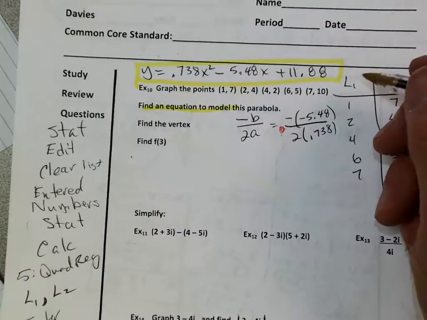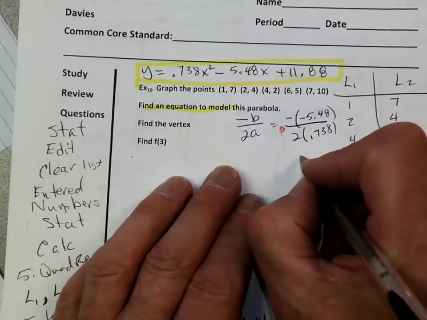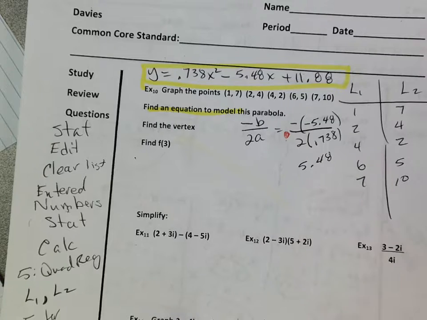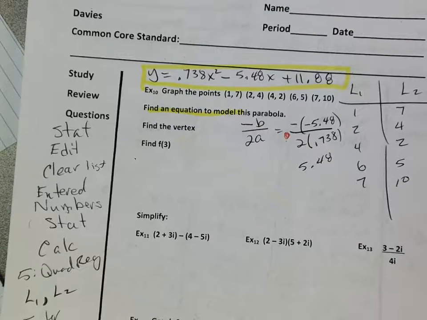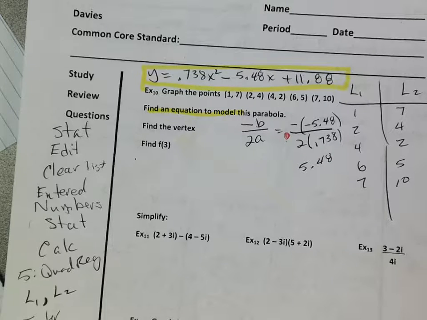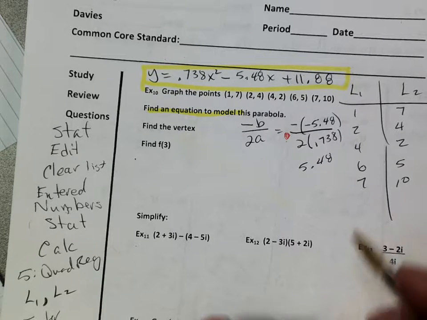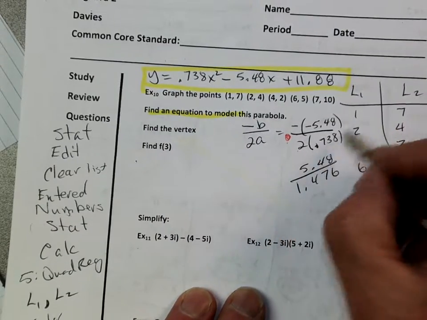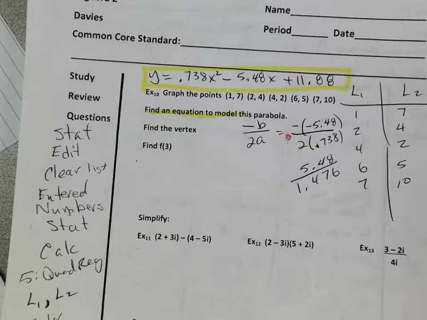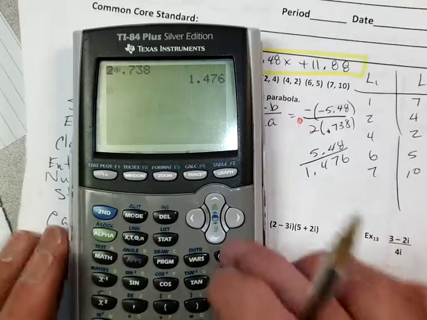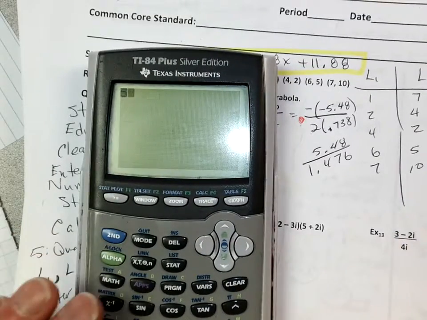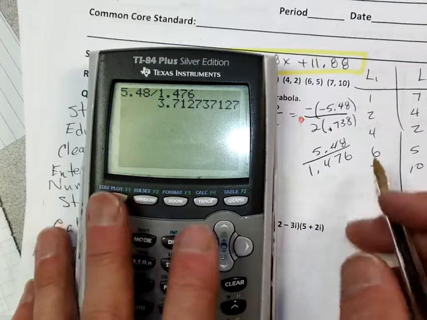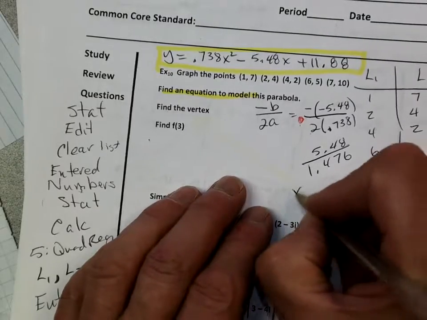If I use my calculator, that's going to be a positive 5.48 over 2 times 0.738, which gives me about 1.476. I just multiplied 2 times that number. Now let's divide that out. Clear. 5.48 divided by 1.476, and I get an answer of about 3.7. So x equals 3.7.